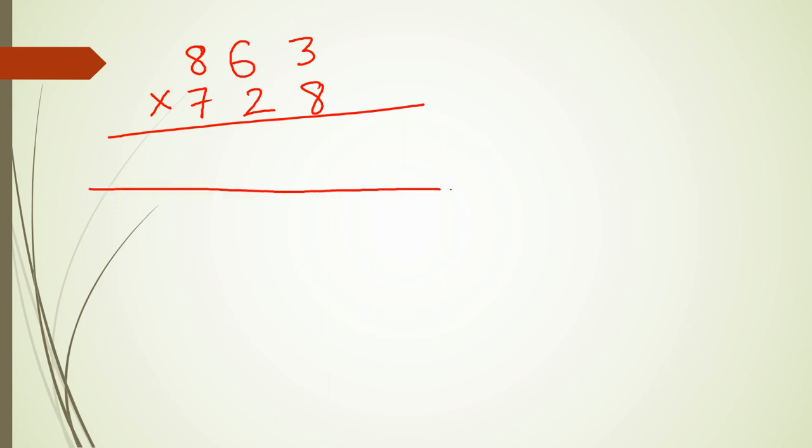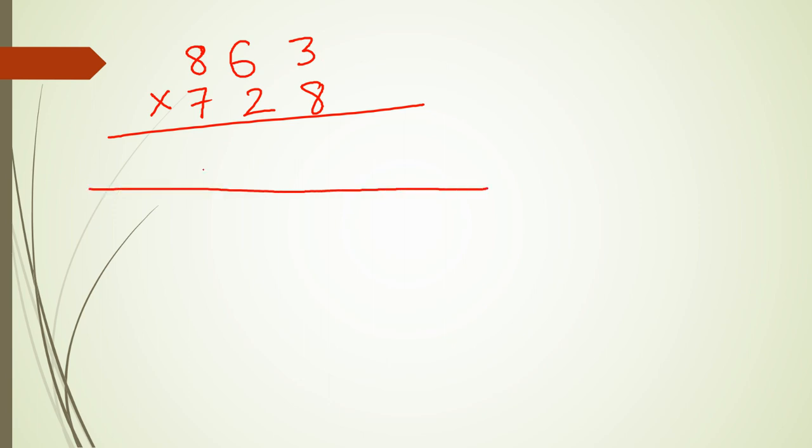Let's say we have to multiply 863 times 728, like a big number. I would request you guys to pause the video and try it once before you see the solution. I hope you guys have paused the video, and now let's move ahead.